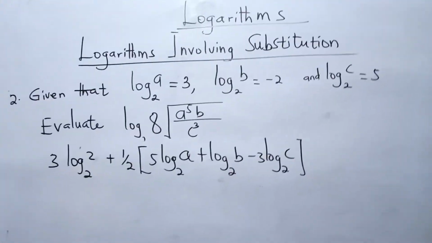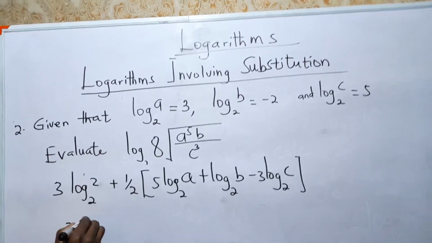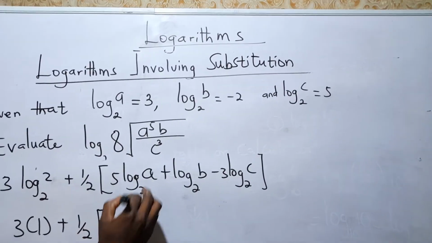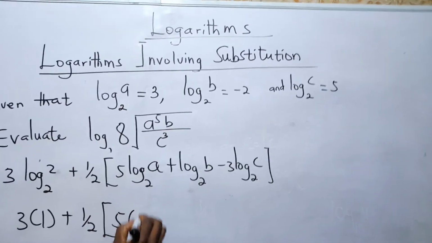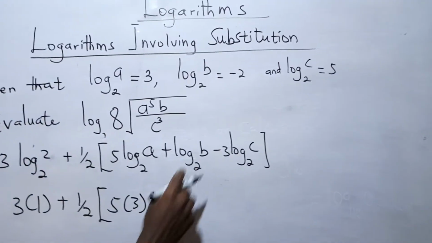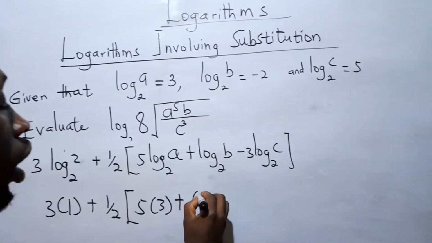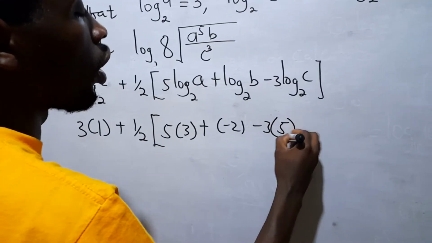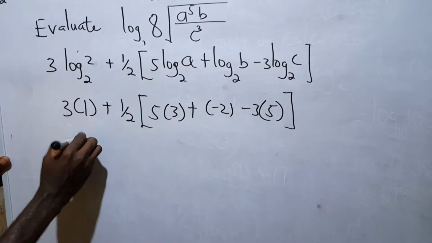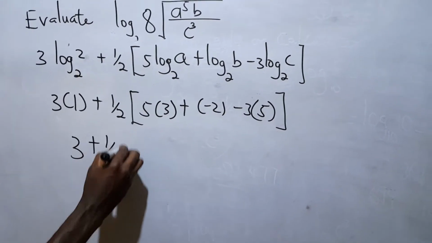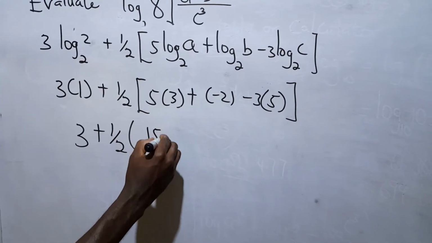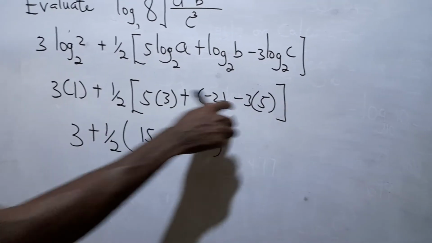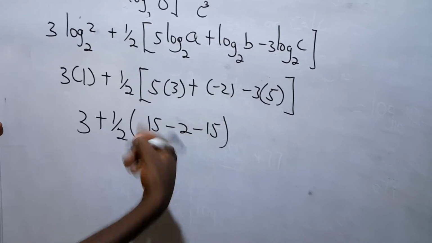So now let's substitute. We know that log 2 base 2 is 1. So this will be 3 times 1 plus half bracket 5 times log a base 2, which is 3, plus log b base 2, which is negative 2, so plus negative 2. Then minus 3 times log c base 2, which is 5. So what do we have? This will be 3 plus half bracket 5 times 3, 15, minus 2 minus 15. 3 times 5 is 15. So 15 minus 15 will be 0.